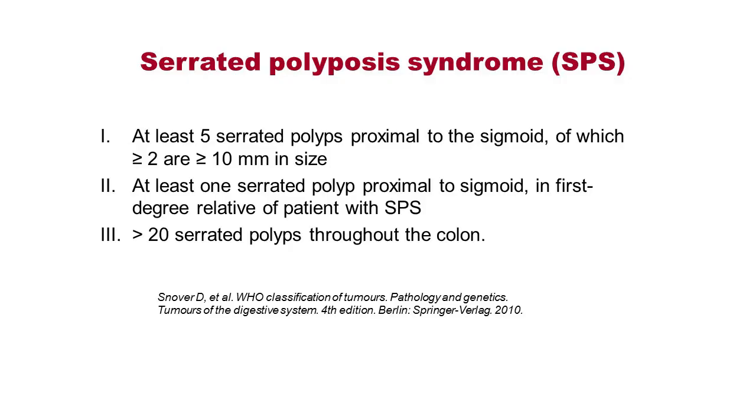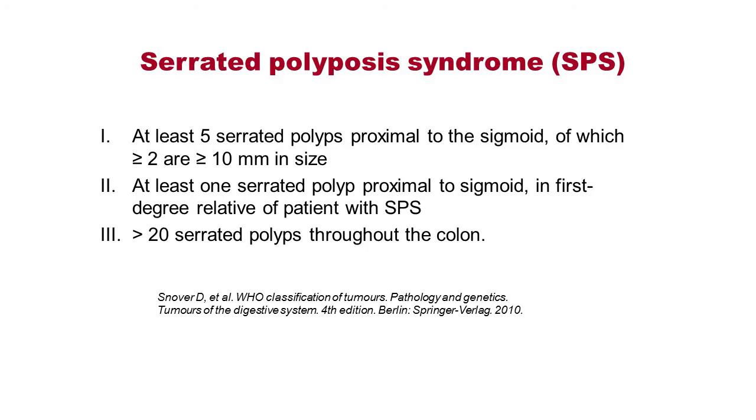Nevertheless, the criteria are: you should meet at least one of these. At least 5 serrated polyps proximal to the sigmoid, of which at least 2 are 10 millimeters or more in size. At least 1 serrated polyp proximal to the sigmoid in a first degree relative of a patient with serrated polyposis syndrome. And more than 20 serrated polyps throughout the colon.